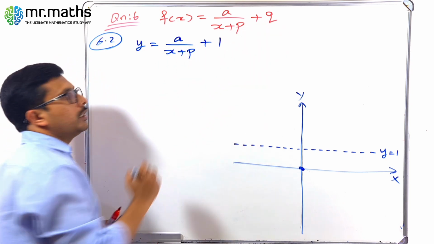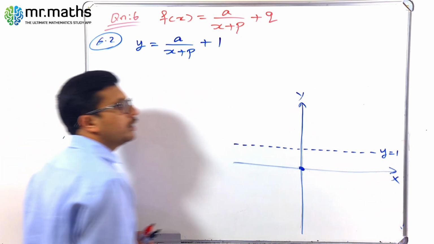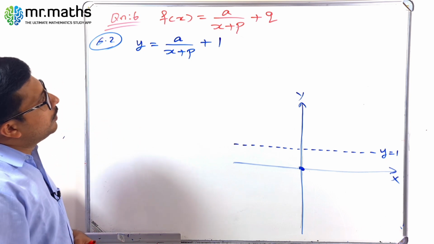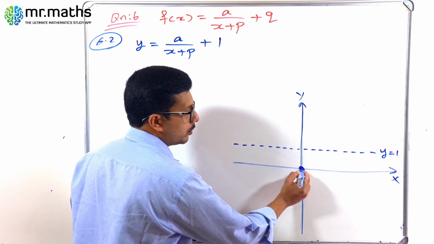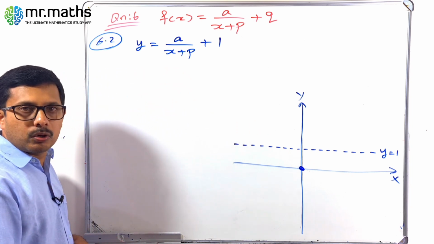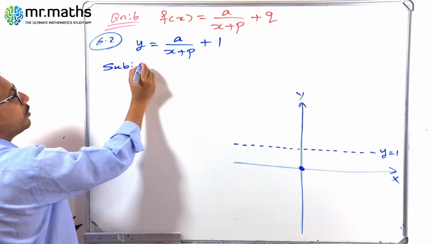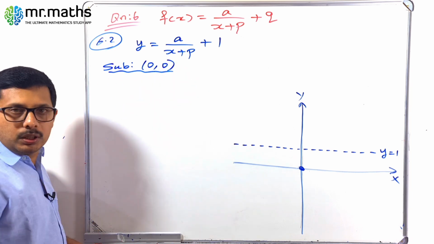We know that it is 1, because the horizontal asymptote is y equals 1. Now it is also given that the graph passes through the origin. Origin means (0, 0), so I am going to substitute (0, 0), because it is passing through the origin.